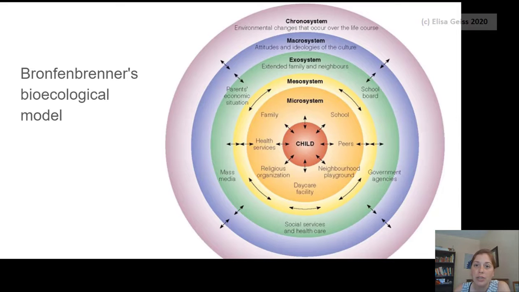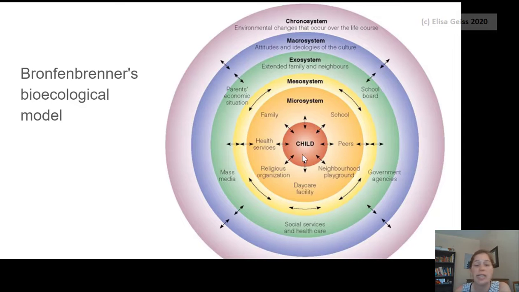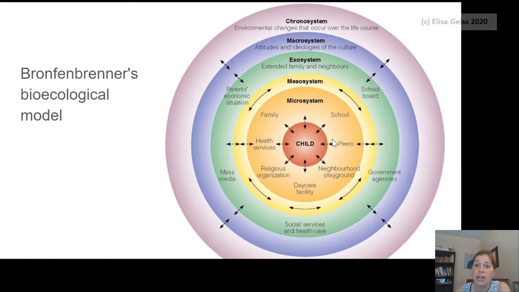Bronfenbrenner's bioecological model really puts this in perspective. Your book does a good job of laying out the microsystem, so who we're interacting with on a more daily basis, like our schools, our daycares, and our families. These are going to have a lot more impact on us psychologically than things out there in the macrosystem, like our culture. But all of these things are influences on that child.